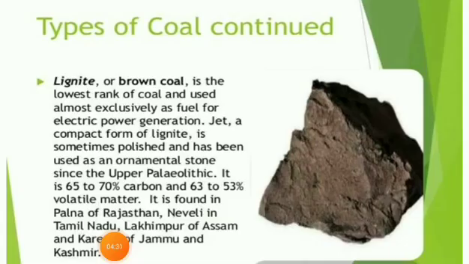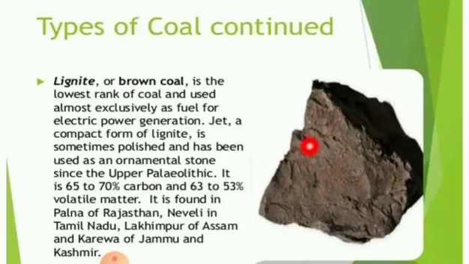Let us see a deeper explanation of these types of coal. First, lignite. Lignite, the other name is brown coal. What is the color of the lignite? Brown coal. So the lignite is available in Neyveli, in Tamil Nadu, right? This is the lowest rank of coal and is used almost exclusively as a fuel for electric power generation. So Neyveli Lignite Corporation produces electricity depending on this lignite only. Jet, a compact form of lignite, is sometimes polished and has been used as an ornamental stone also.